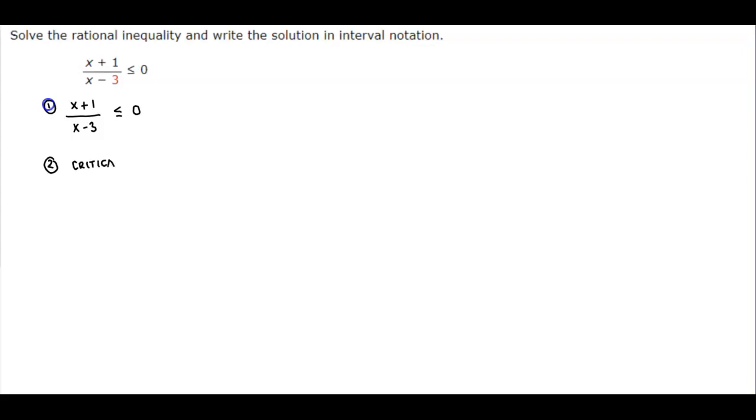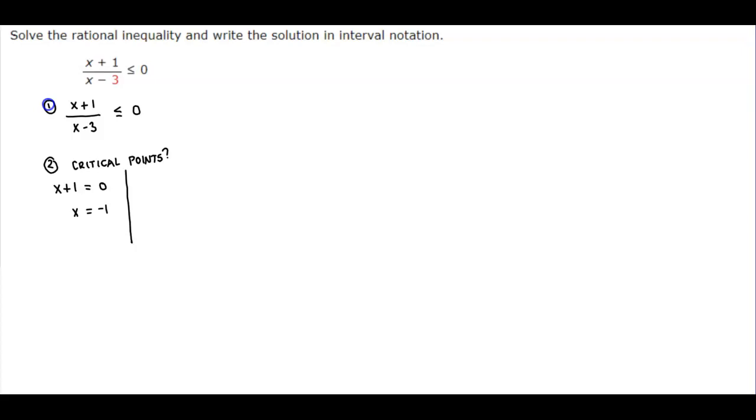In order to find the critical points, we take a look at the numerator. We have x plus 1 in the numerator. We're going to set that equal to 0 and solve for x. So we get x equals -1. So therefore, there's one of our critical points.